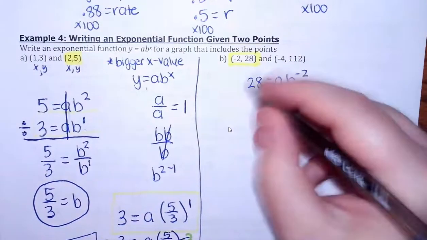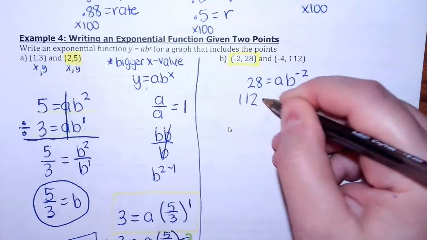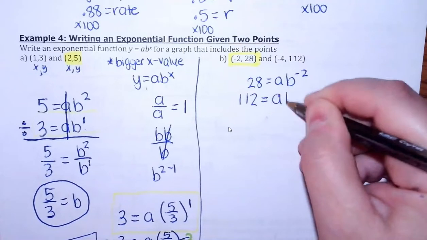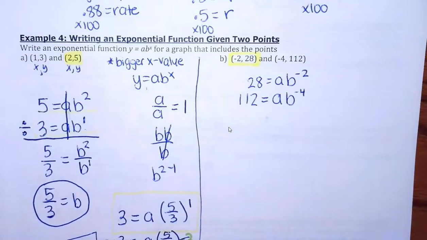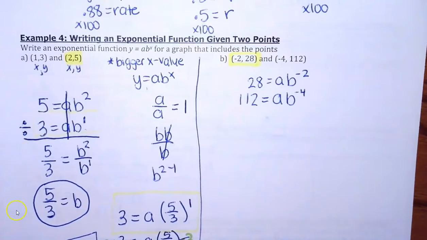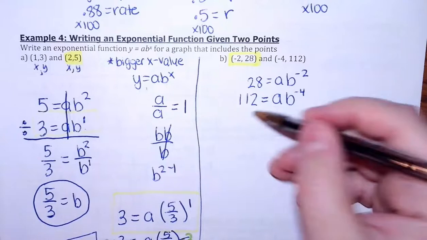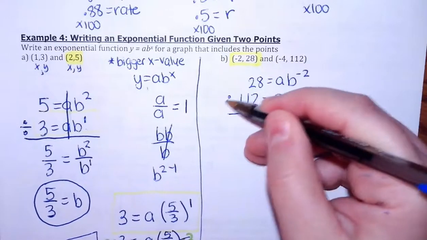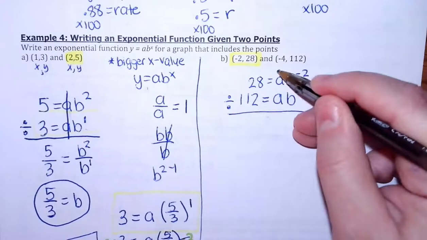Same thing, I'm going to do 112 equals ab to the negative 4. Okay, and then I'm going to do exactly the same thing we did before. Divide the top line by the bottom line. A divided by A is going to go here.